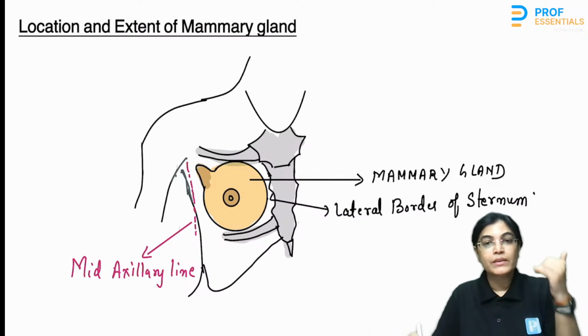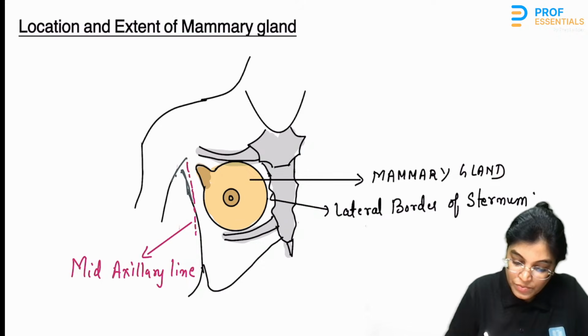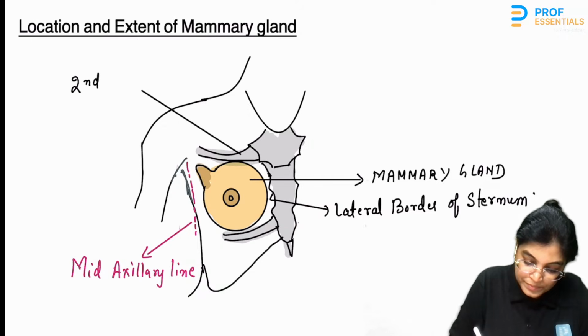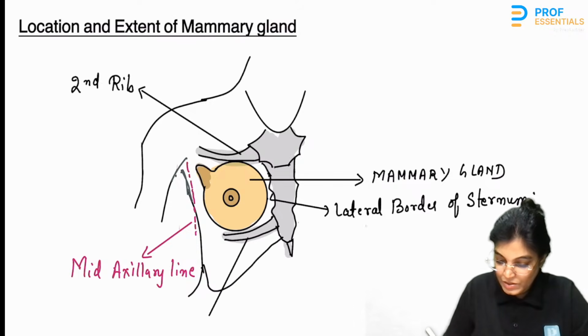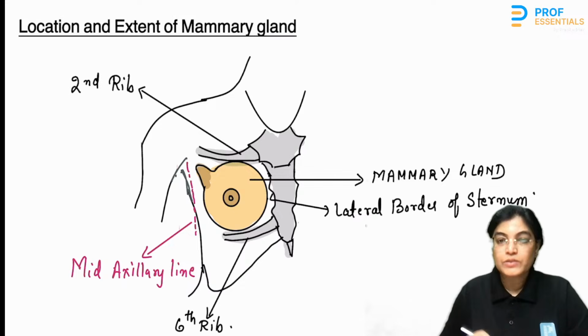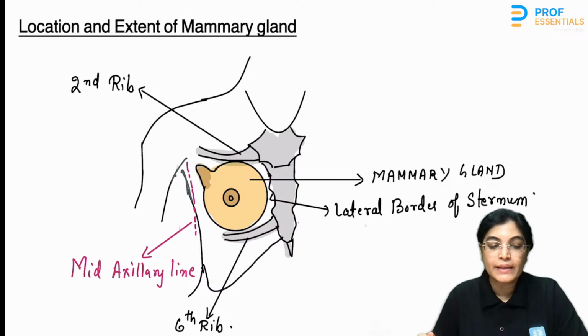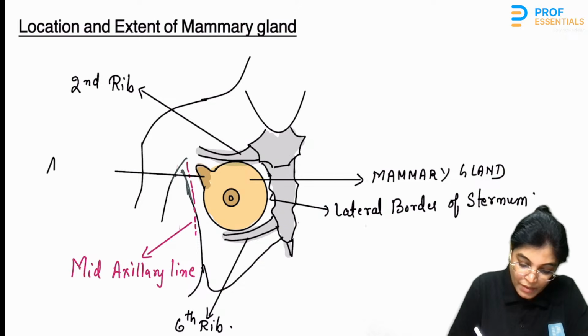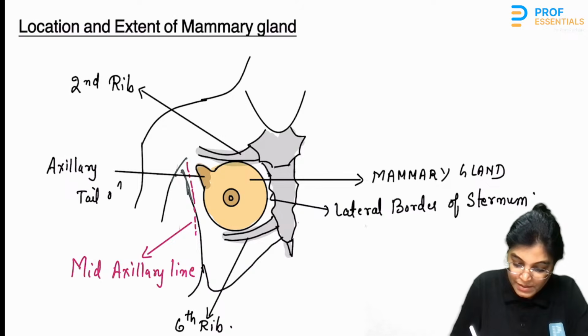Now the upper rib, which is the second rib, and the lower rib is the sixth rib. So if I want to label it, this is the second rib, and this is the sixth rib. So we have got the extent of mammary gland. It is extending, and this projection which I have made, what is this? This is axillary tail of breast or mammary gland.